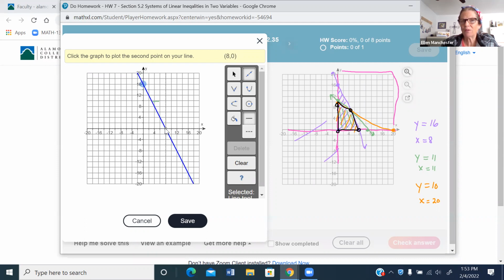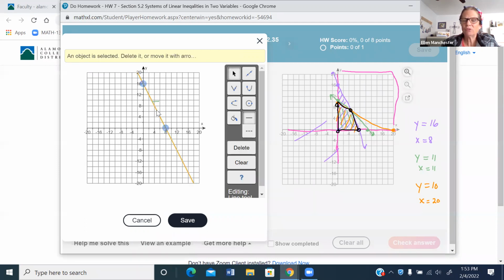That's the X-intercept. I click it. Notice the line is orange. Don't like that. That's not set. I click again and it becomes blue. The minute it becomes blue, now it's set. Okay, now I'm going to graph the green one.